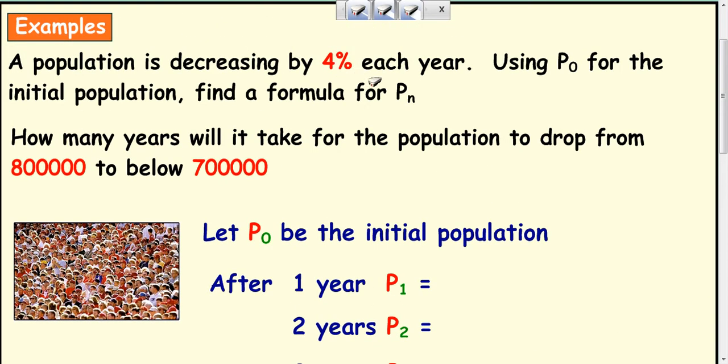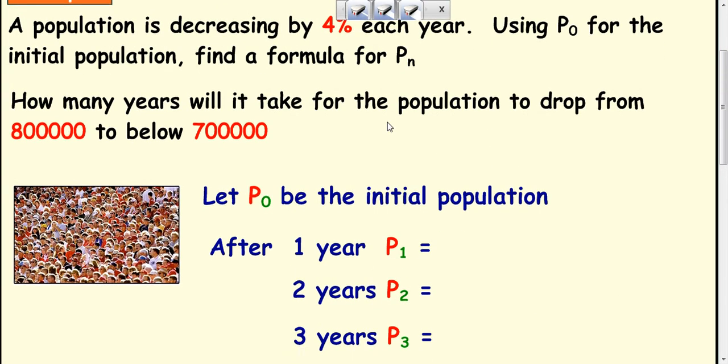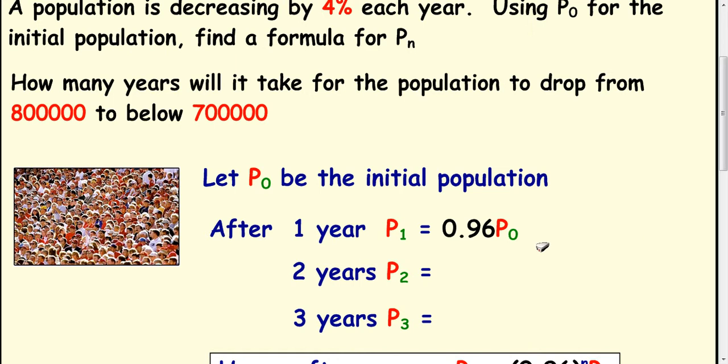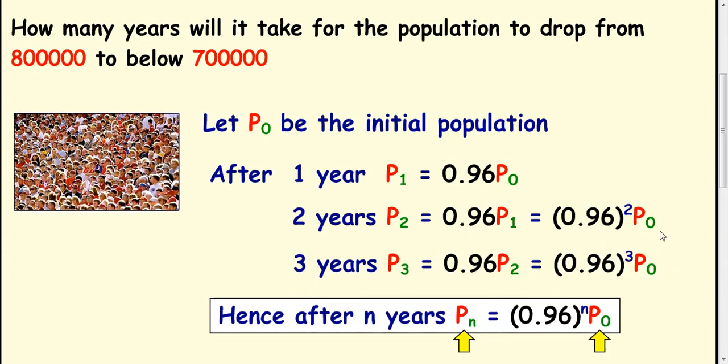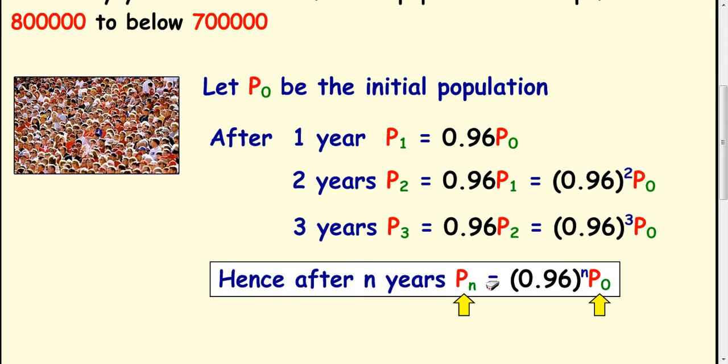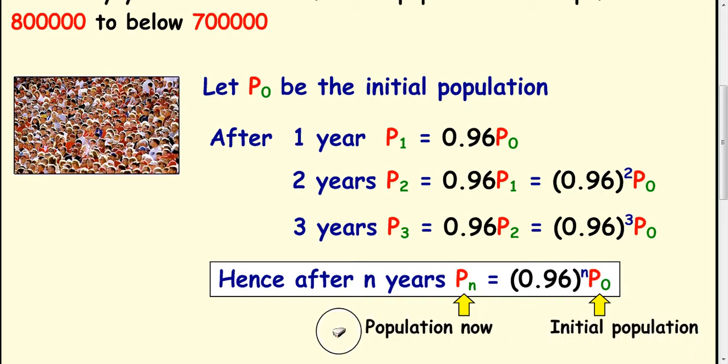We're dropping by 4% each year, so the multiplier is 0.96 of P0. P2 is going to be 0.96 squared, and P3 is going to be 0.96 to the power 3. And therefore, the formula P of n is equal to 0.96 to the power n times P of 0. Again, I've done that quickly because we've just covered it twice in the last two lessons. If you want to see that explained in more detail, then go back to the first two lessons.